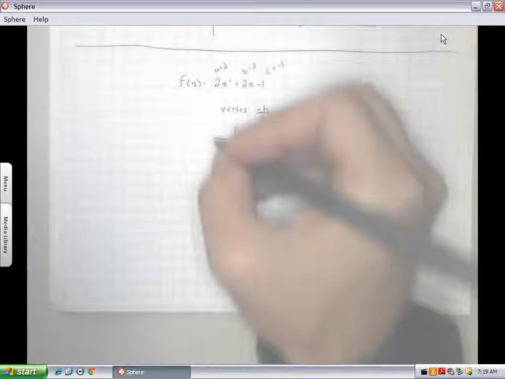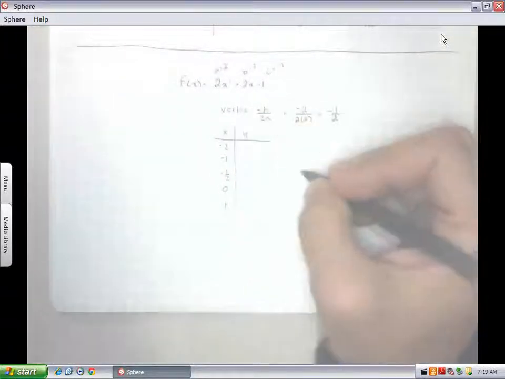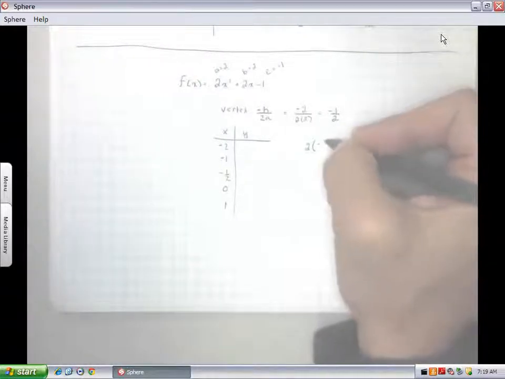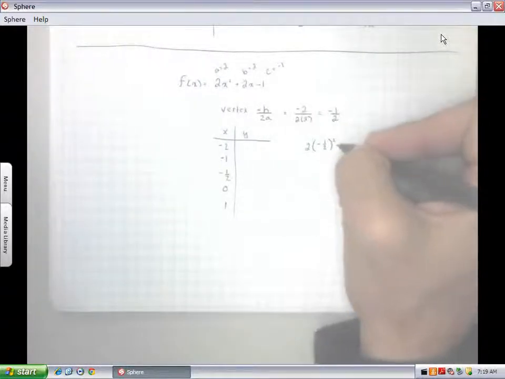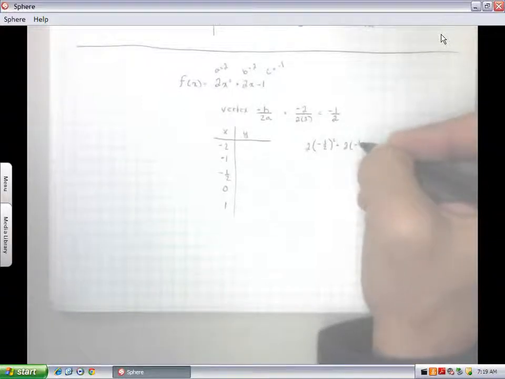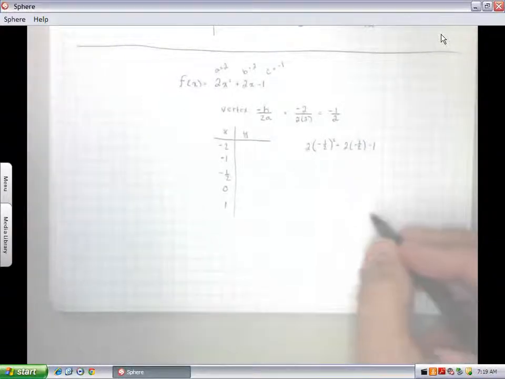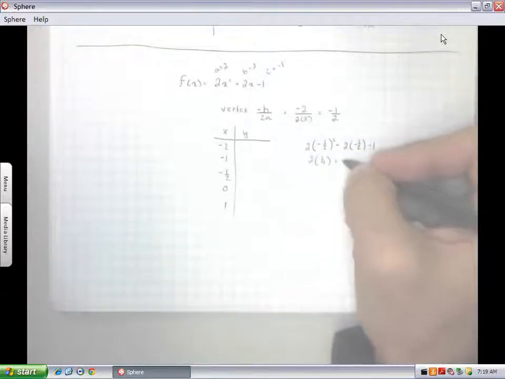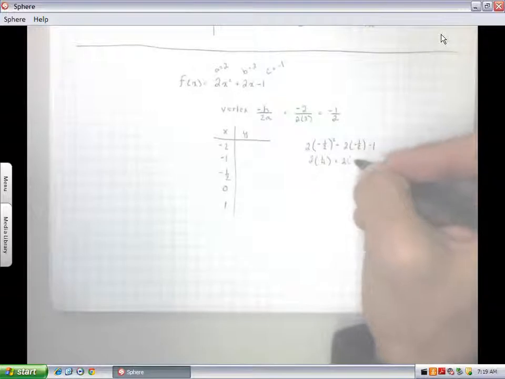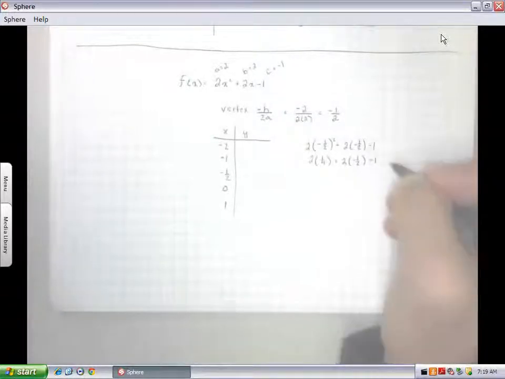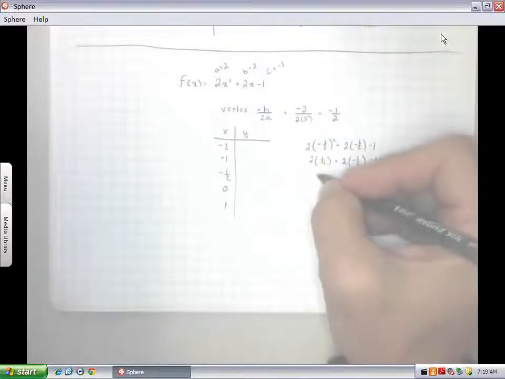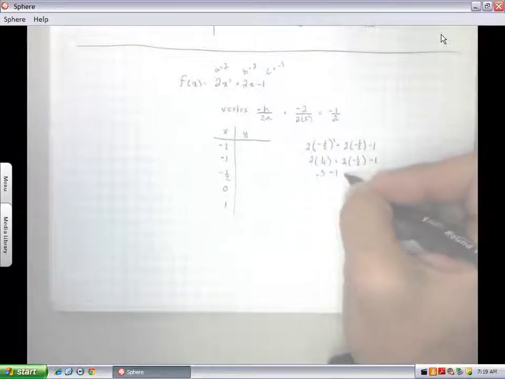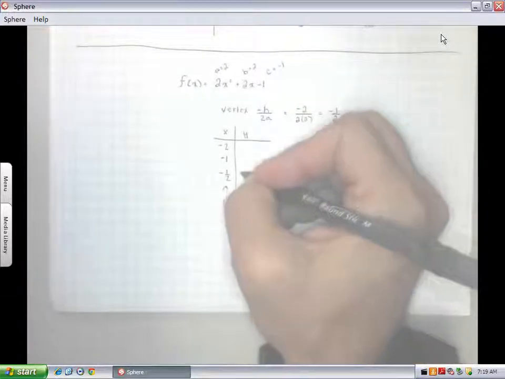Now, how do I fill in my y's? Well, in this case, I'm going to have to plug the vertex into my original equation. So 2 times negative 1/2 squared plus 2 times negative 1/2 minus 1, which is going to give me 2 times 1/4 plus 2 times negative 1/2 minus 1, which is going to give me 0.5 minus 1 minus 1, which is negative 1.5.